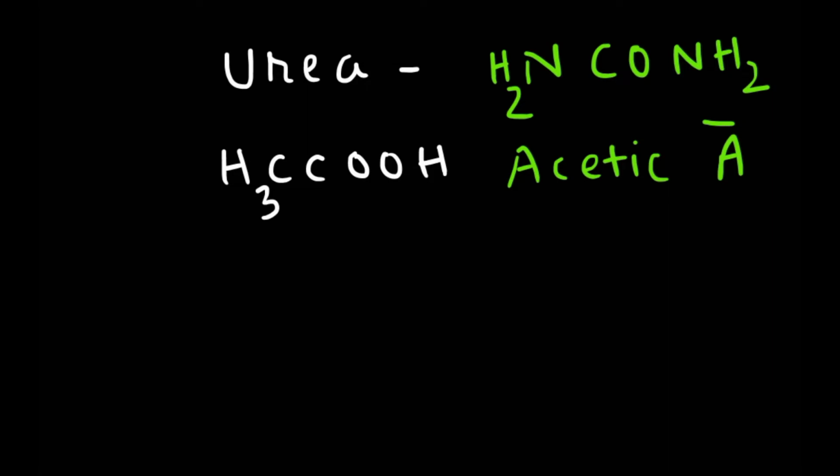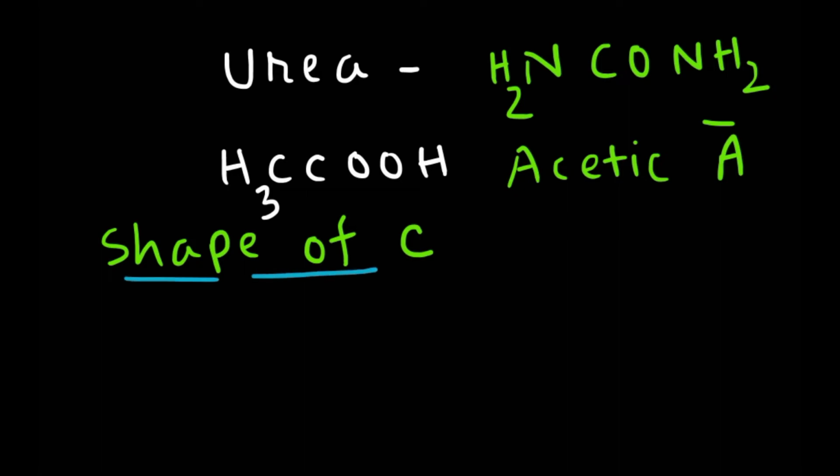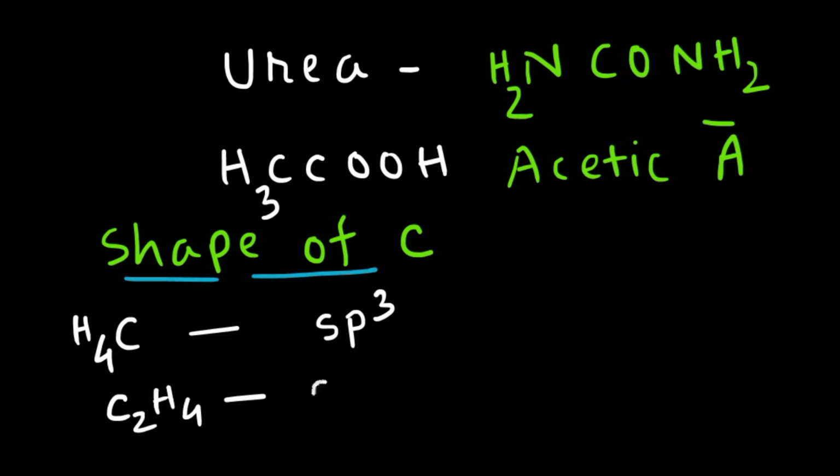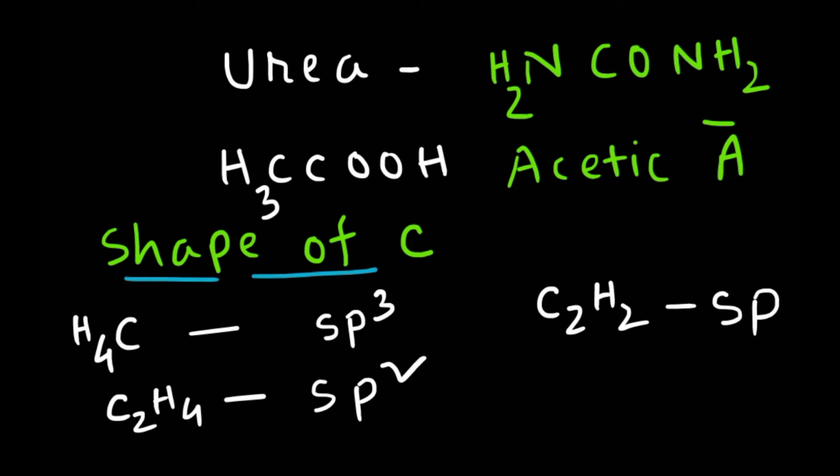Now we are going to discuss the shape of carbon compounds, the tetravalence of carbon, and the shape of organic compounds. Carbon can make different kinds of compounds, I mean different hybridized compounds. Methane is sp3 hybridized, ethene, C2H4, is sp2 hybridized, and ethyne, C2H2, is sp hybridized. So here different hybridized compounds have been formed.